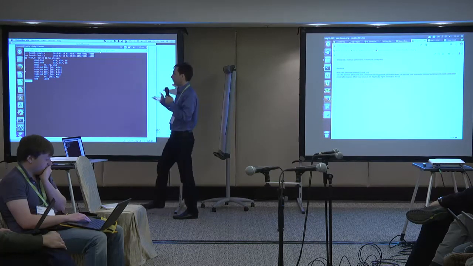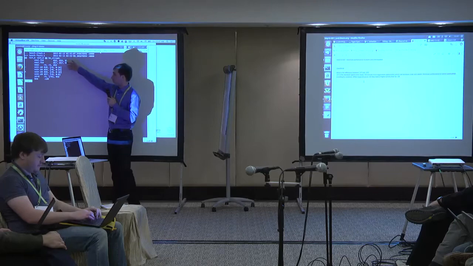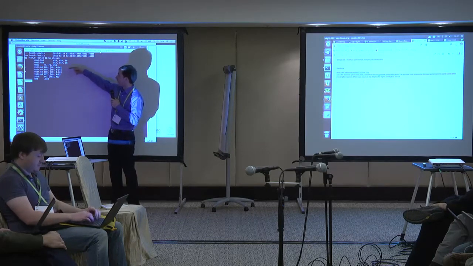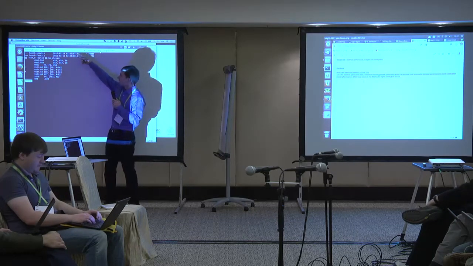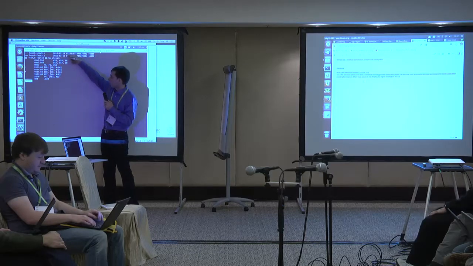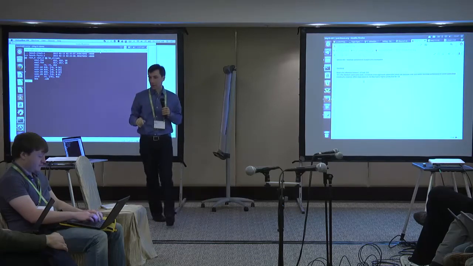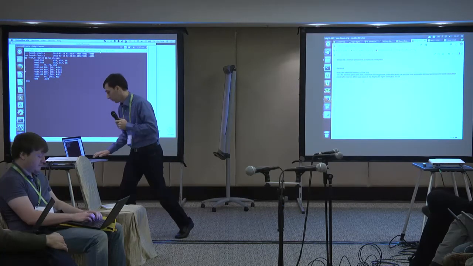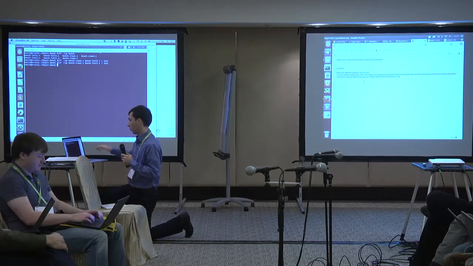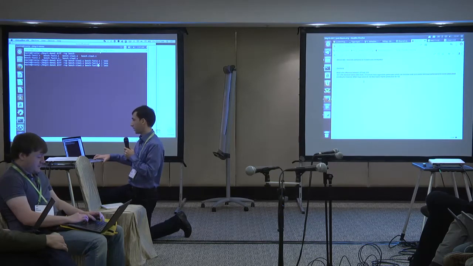So the scheduler, what the scheduler does is that in case of slow and fast, let's actually do it the other way around. So what happens when we go from fast to slow?